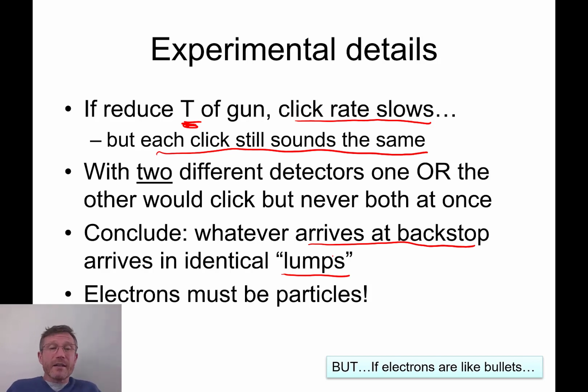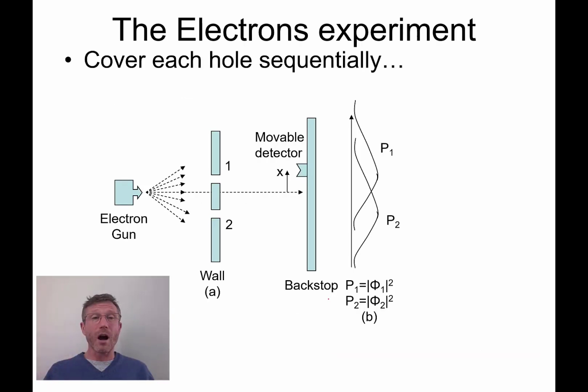So we kind of say, all right, yeah, that makes sense. Electrons, they must be particles. They must be kind of like these bullets. It must be like the bullet experiments. So let's actually have a look at what the results of this experiment are.